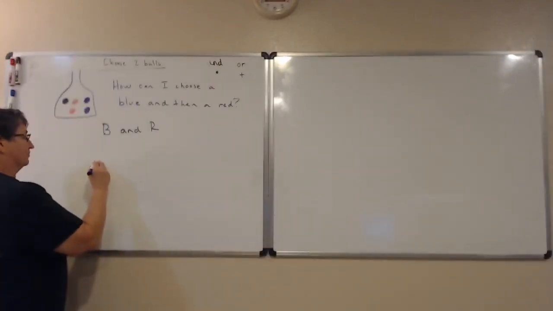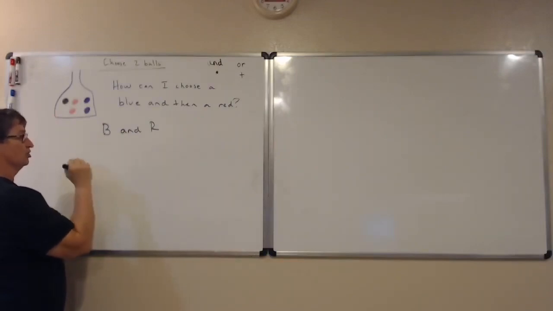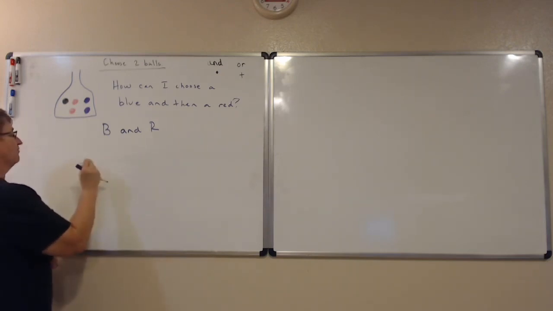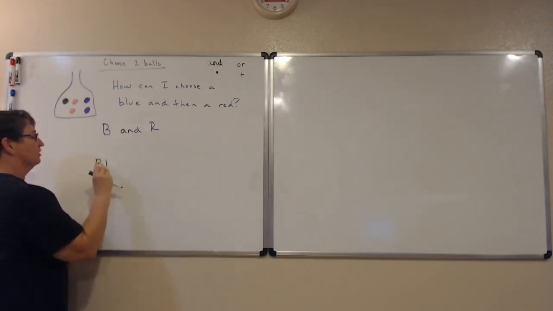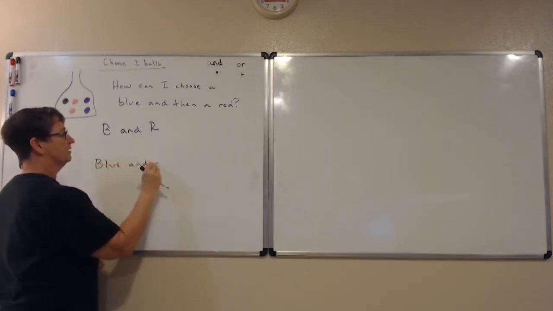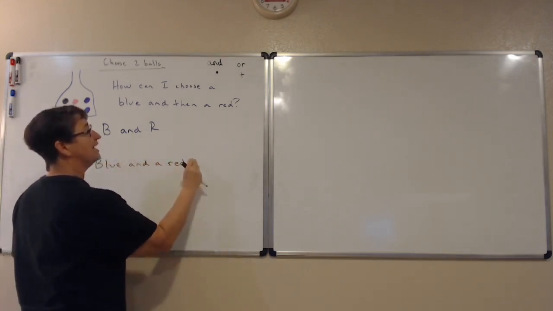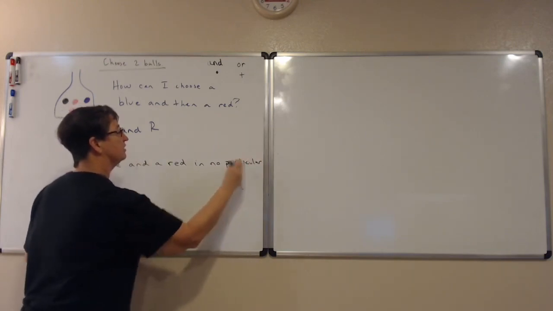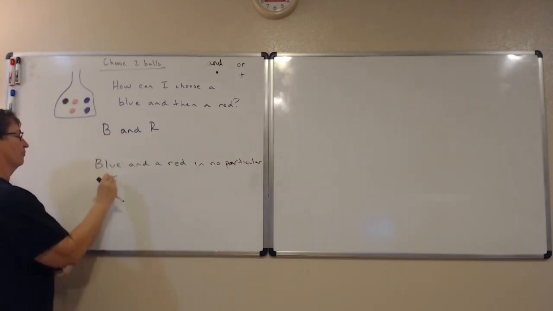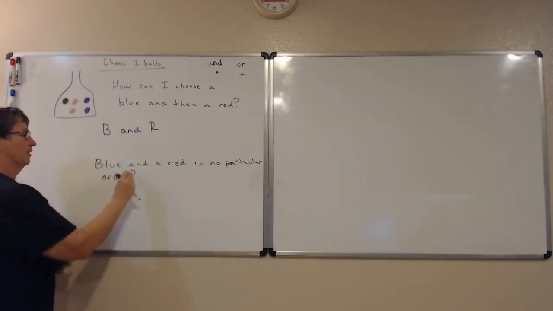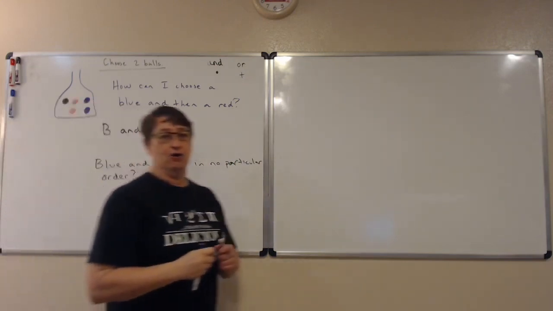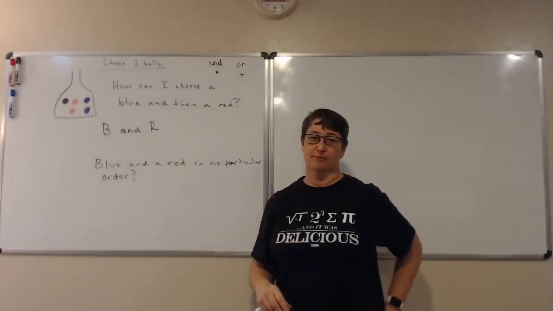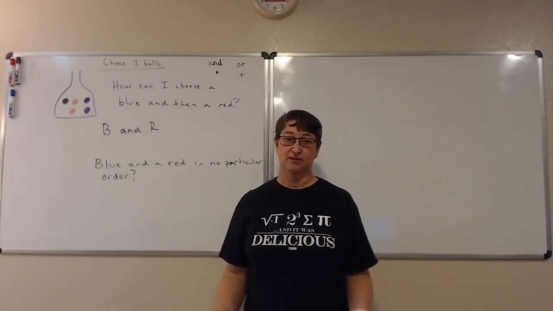What about here? I'm going to change up the words just a tiny bit. So what about if I got a blue and a red in no particular order? No particular order. Now I want to know how can I go about getting that blue and a red? So this time the order that I get them in doesn't matter.